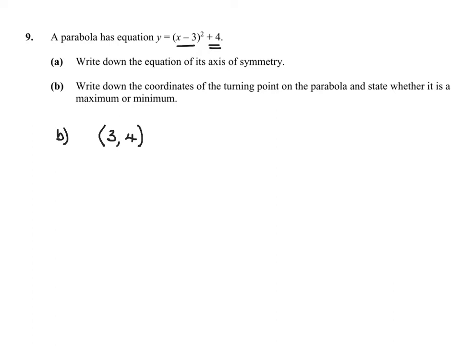Now, this here is a positive x squared, which means we've got a happy face, which means that the point (3, 4) is a minimum turning point. Part A, the axis of symmetry, here it is here, x equals 3.